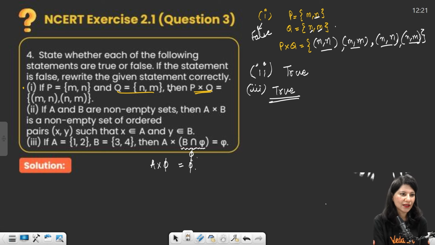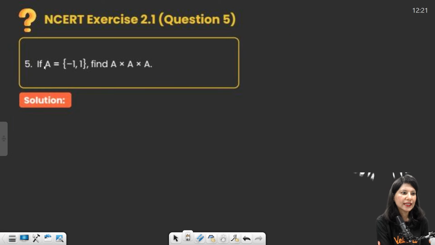So I guess the fourth question also has three parts, but again easy. All right, then we have the fifth question. If A is {-1, 1}, find A cross A cross A. Now, this is something we need to understand. Why not just do A cross A first, and then talk about it?